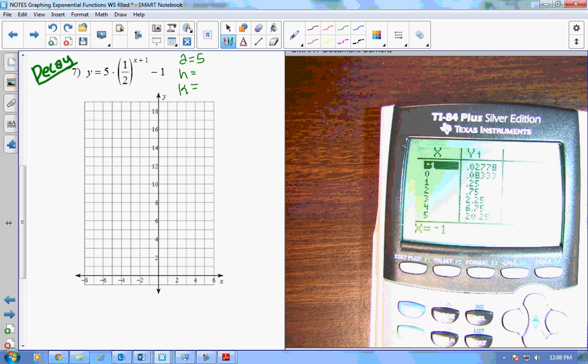Not Aspen, sorry. Miriam. Aspen's not even here. Miriam. Good, because it's a bigger number, right? Vertical stretch.